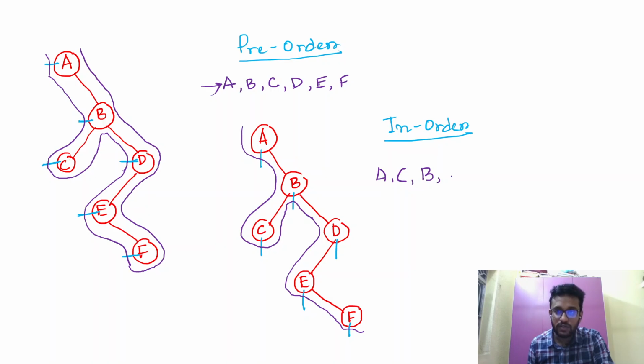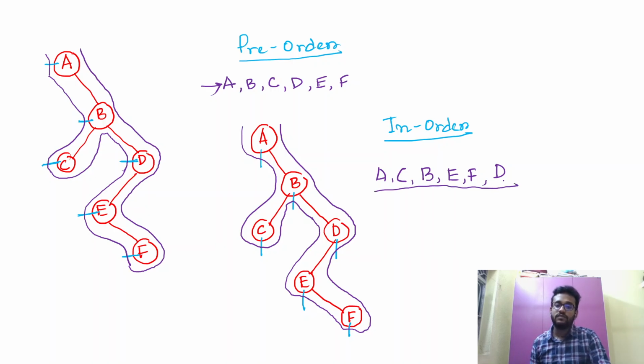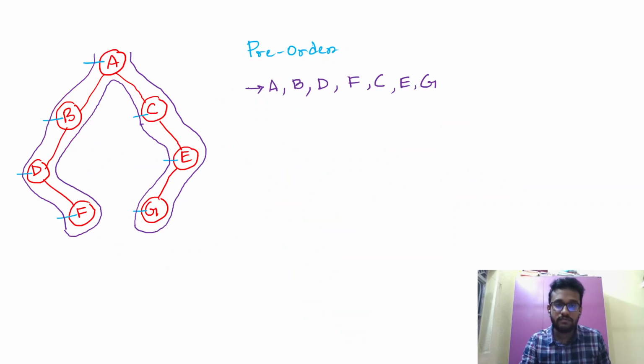D intersecting? No. E, F, and then after you have to go to the D, and you have to stop the process to the A. Okay, so F, then after have the D. So this one is the order of the in order. Very simple, very simple. Okay, now let's take another example.